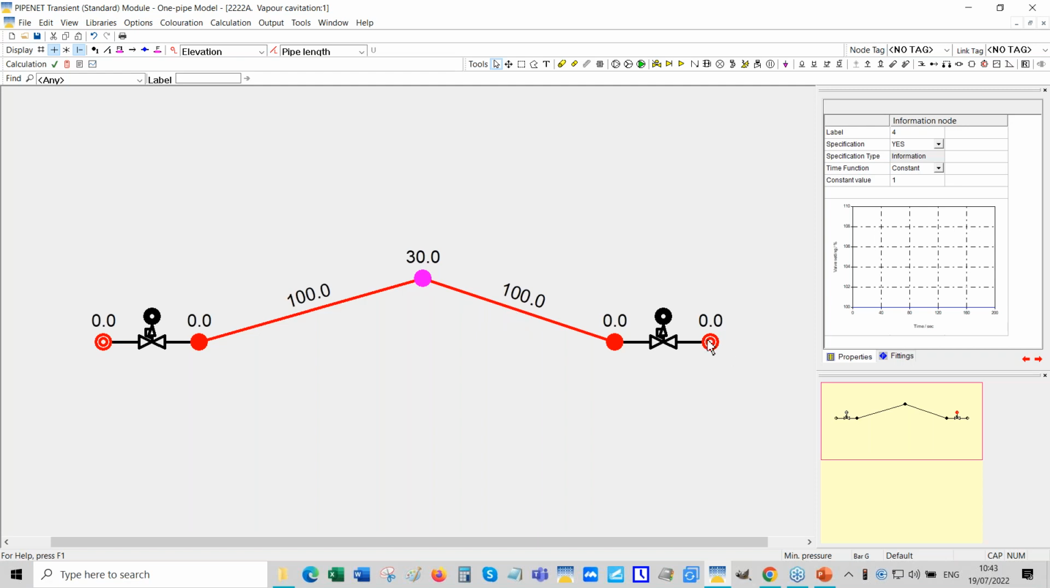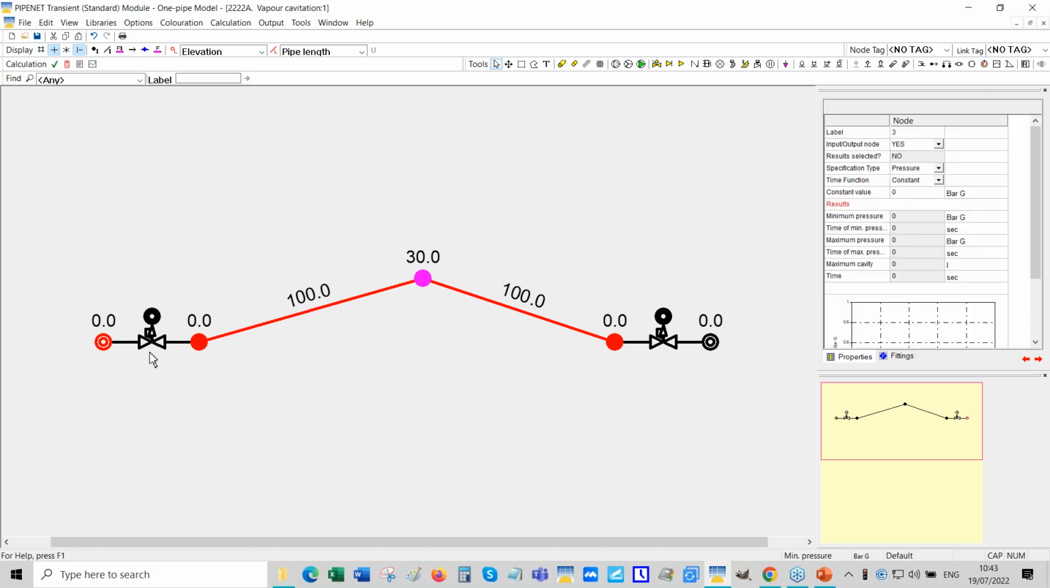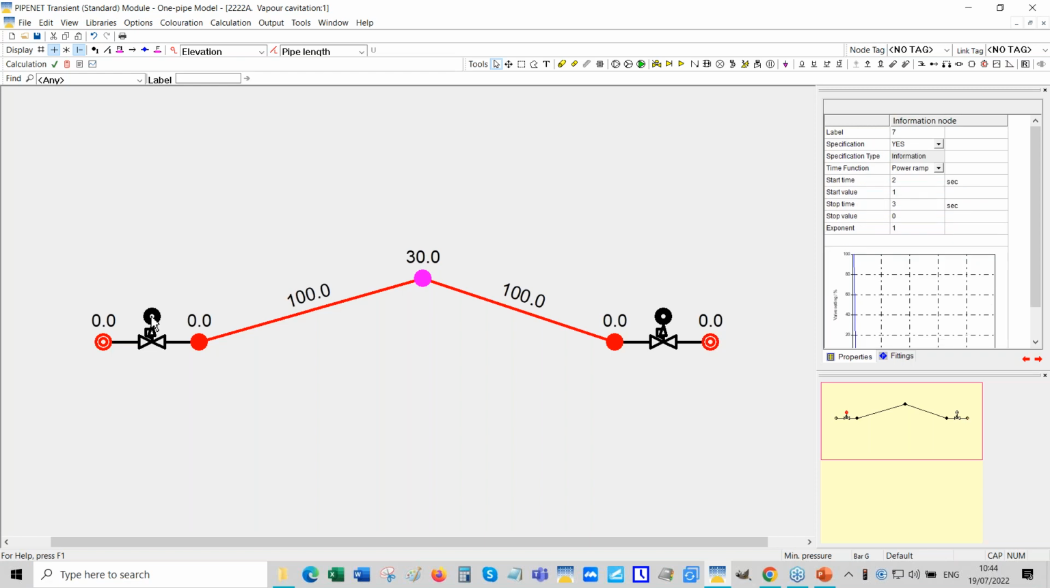Because it's clear, the pressure is 0, and when the valve closes, what can we expect to happen? That we will have a vapor pocket forming here, and the vapor pocket will come down to a level where the static head makes the pressure here more or less equal to the vapor pressure. See, that's how far the liquid column will go down.